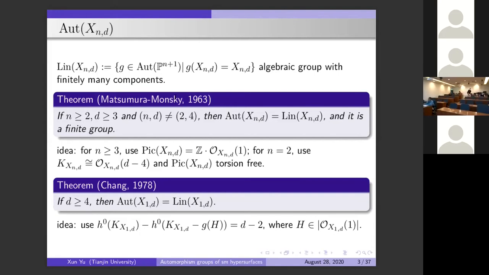And in 1963, Matsumura-Monsky proved that if n is greater than or equal to 2 and d is greater than or equal to 3, but (n, d) is not equal to (2, 4), meaning excluding the quartic surface case, then the automorphism group of the hypersurface X is actually equal to the linear automorphism group of X. Moreover, this group is actually finite.